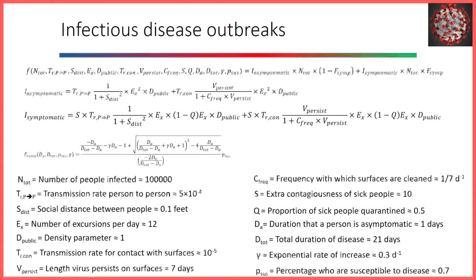Finally, we computed that the fraction of people showing symptoms was negative dA over d_tot minus dA minus gamma dA minus 1 plus the square root of dA over d_tot minus dA plus gamma dA plus 1 squared minus 4 dA over d_tot minus dA, all over negative 2 dA over d_tot minus dA times P_sus. Note that our equations were a function of 14 different variables, which are all shown here.